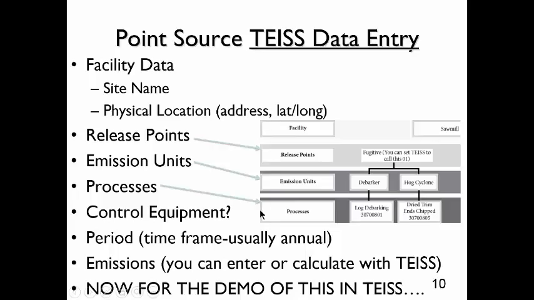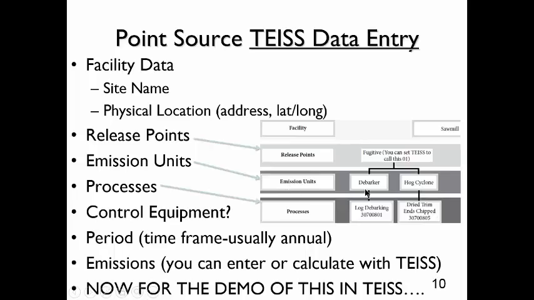So in terms of point sources, the TEISS data entry, if you think about what I just showed you with that panel, it goes down in terms of level of specificity. So the biggest general thing is on the top. So this is a sawmill. And then within a sawmill, you have release points. So you're going to maybe have some stacks. You're going to have something out that's the chipper that's out in the yard. And you're always going to have fugitive releases. You're going to have emissions units.